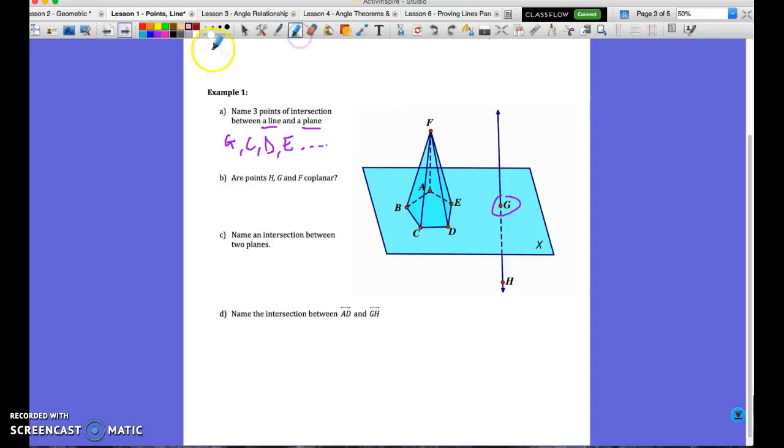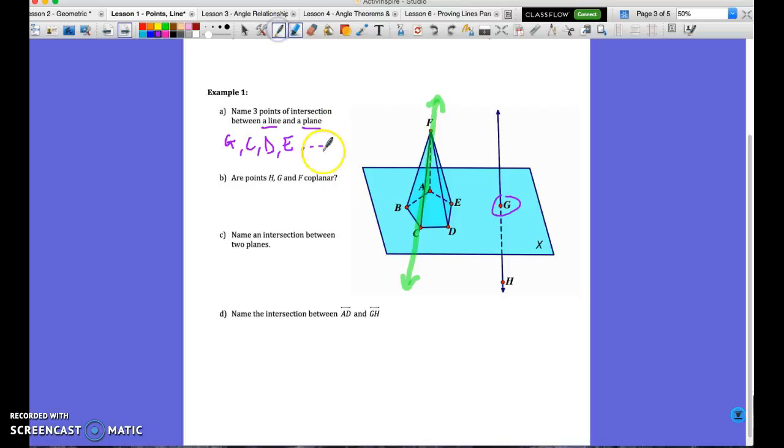Those points of intersection are contained within the following lines. So FC, even though it is drawn only as a segment, of course, is part of a line FC, and therefore point C is a point of intersection between line FC and plane X, and the same logic for points D, E, B, and so forth.